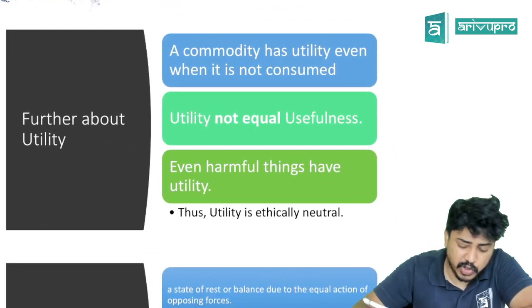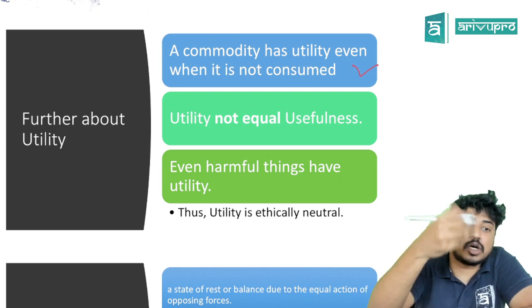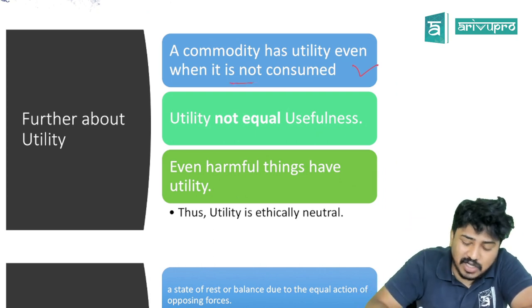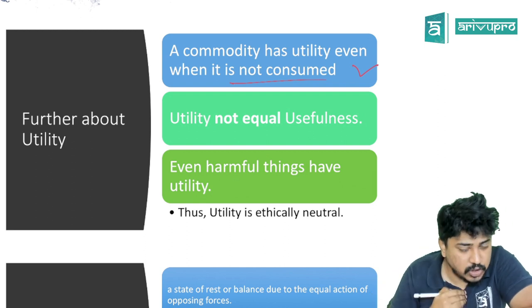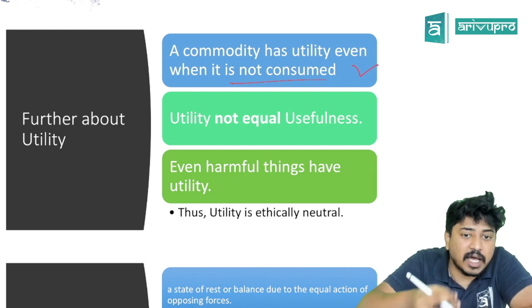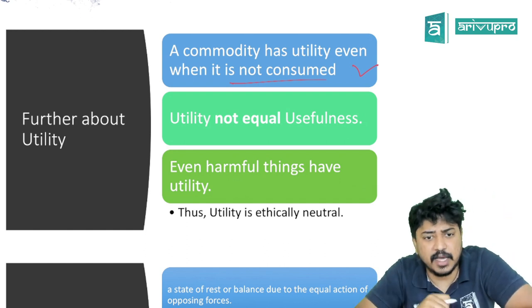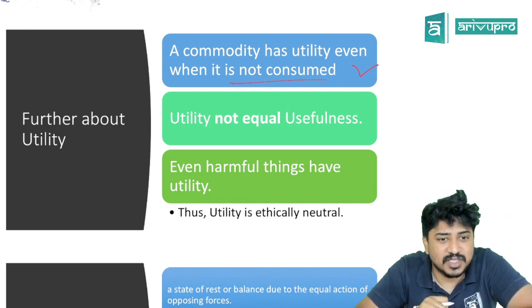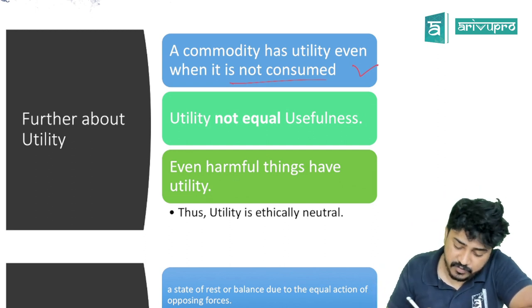And certain things about utility. A commodity will have utility because of expected satisfaction. You need not consume it to have utility. You need not have a product consumed to have utility. Even if you see it, you can say, I will get 50 utility from this product. A little bit arbitrary, but that's how this concept works.